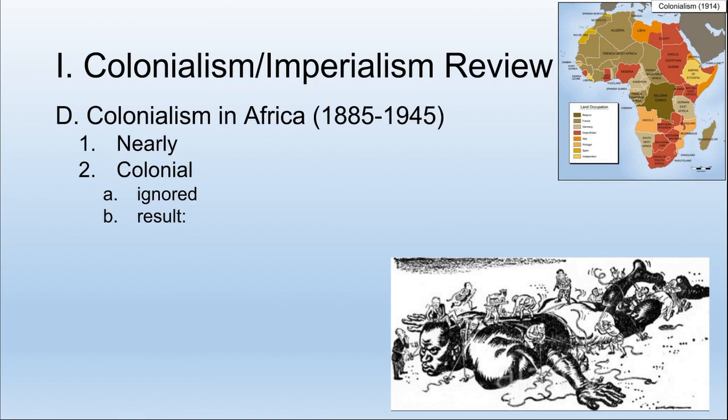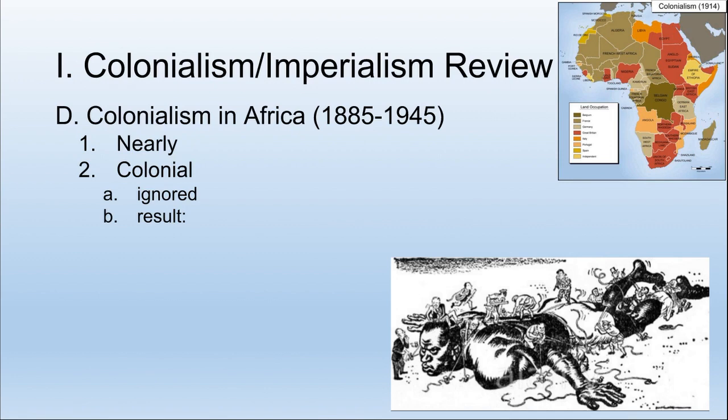And this lasts until 1945-ish, following the end of World War II. Notice we see World War II coming up again and again and again. So as I just said, nearly the entire continent is a colony of a European power.